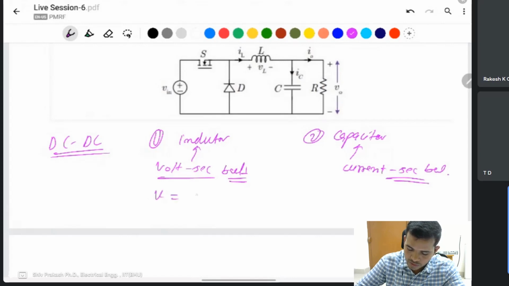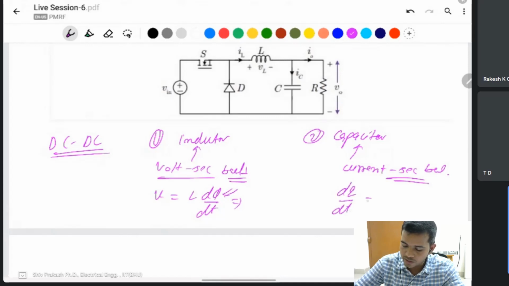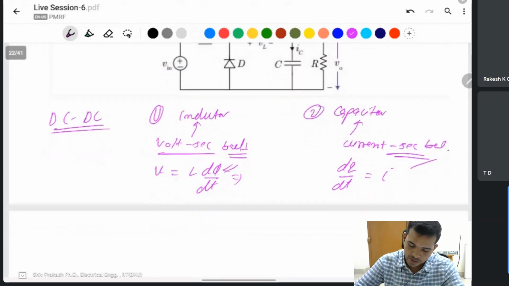Now, the voltage is equal to N dφ/dt, or L dφ/dt, and this is flux balance. And this one is dq/dt, the current. When we get this one, then we find the current-second balance, for charge balance and flux balance. Sorry, this one is N dφ/dt.